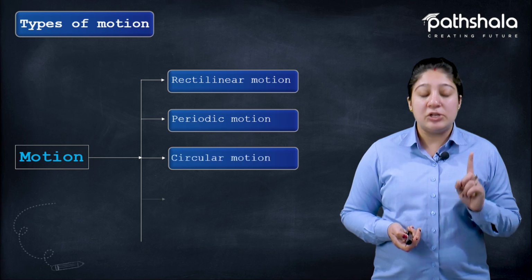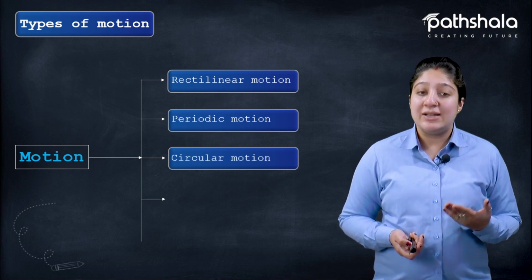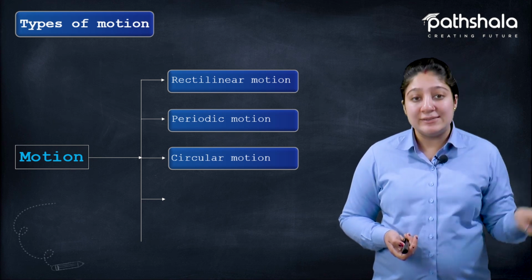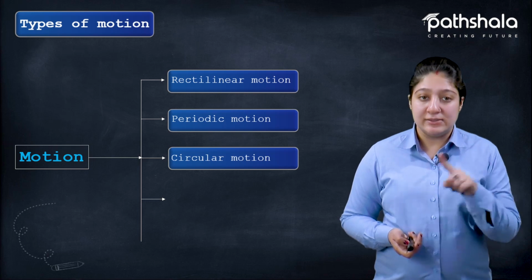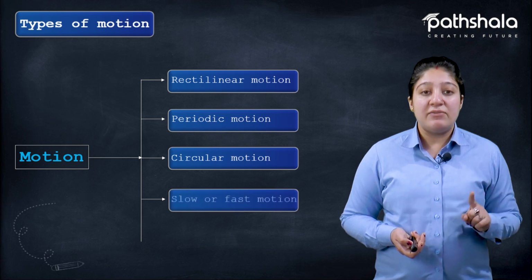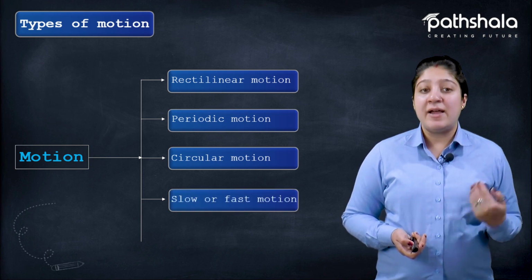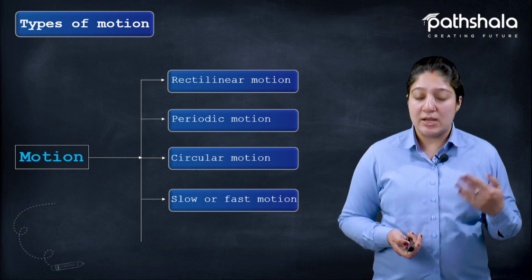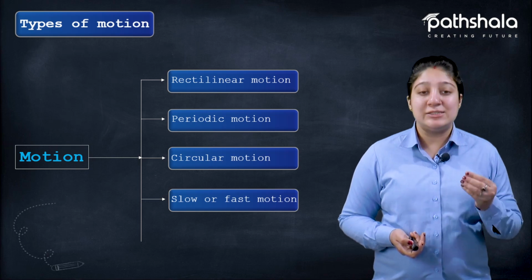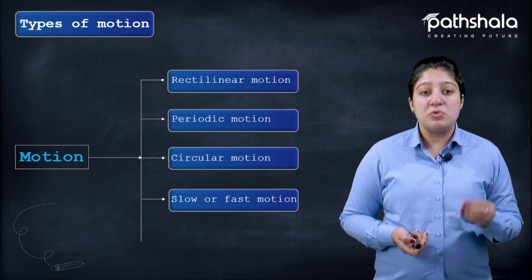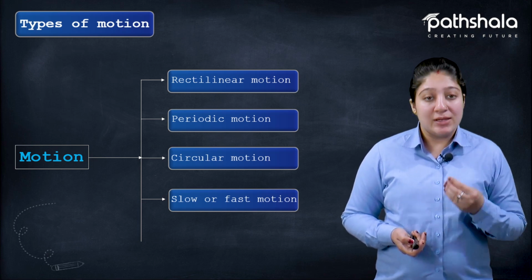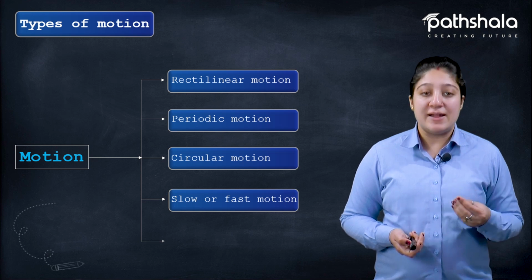After that we have circular motion. When the object is moving in a circular path, like in a circle, then I'll say the object is moving in circular motion. After that, motion is again divided into 2 types, slow or fast. If the object is moving with slow speed, I'll say the motion of the object is slow. But if the object is moving with fast speed or covering more distance in less time, then I'll say the object is in fast motion.